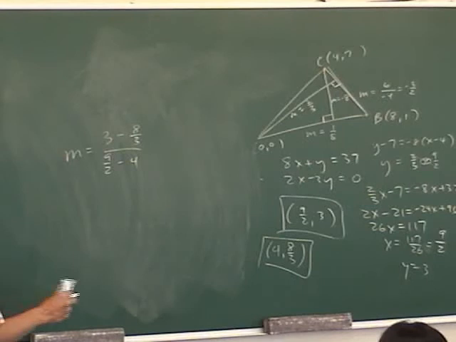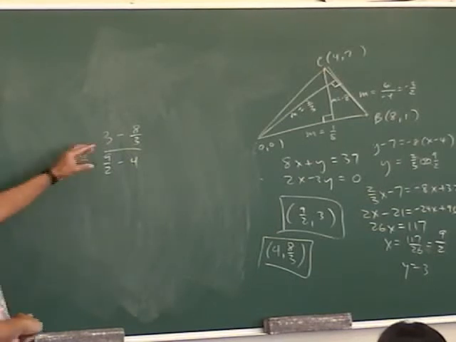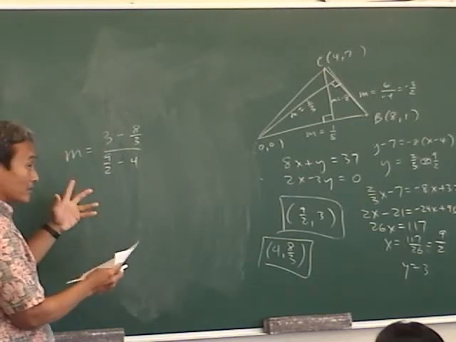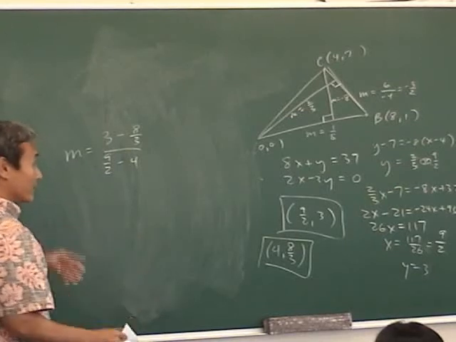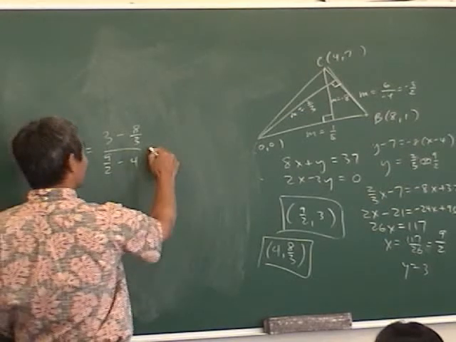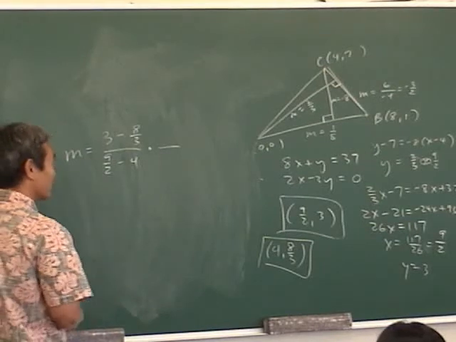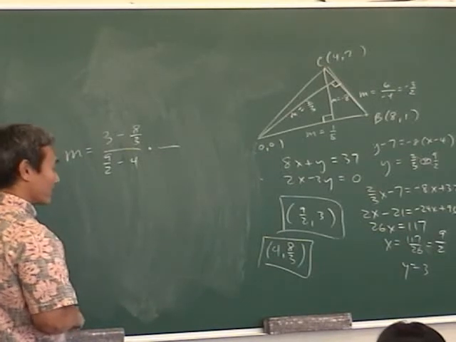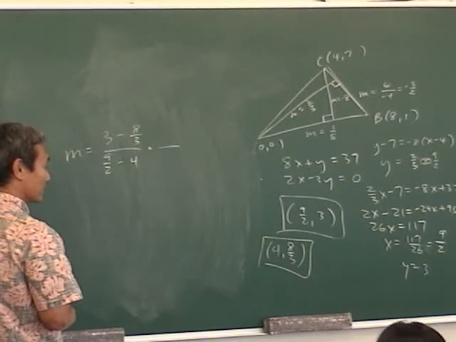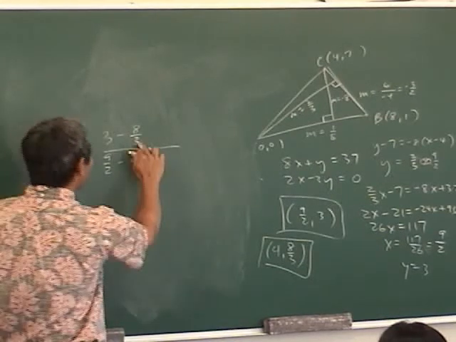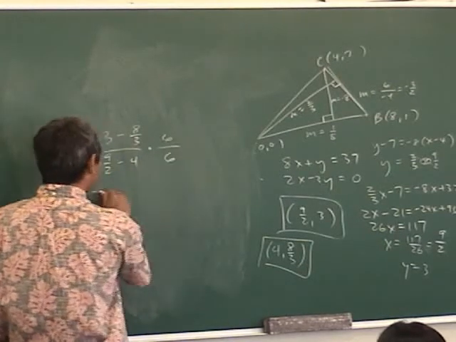Now, some of you are rusty in your algebra. Anytime you're working with complex fractions, fractions within fractions, the easiest thing to do is to multiply top and bottom by the least common denominator of all the fractions. So what's the least common denominator of all the fractions? It's 6. So 3 and 2, least common denominator. Multiply top and bottom by 6.